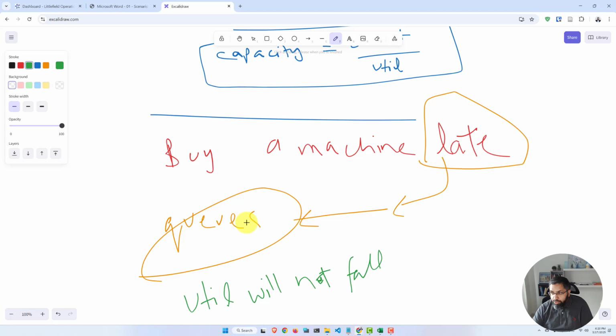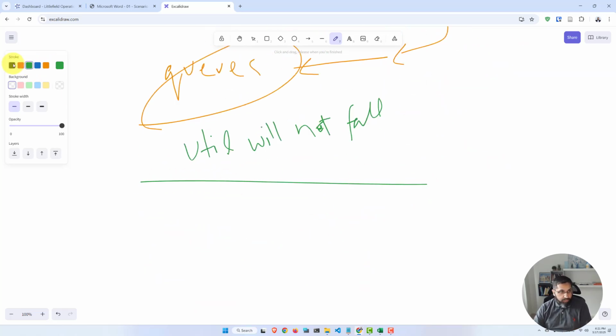Another question I get, and that's the same reason: queues are the same reason why the output is not dropping at the end when the demand is falling of the do-nothing team. Now, conclusion, okay?